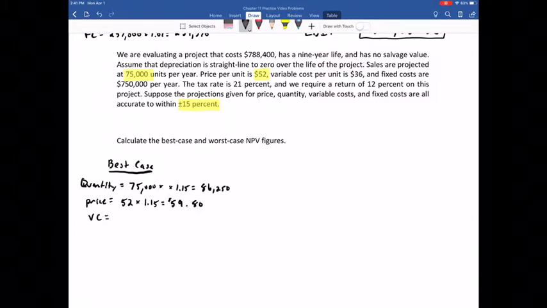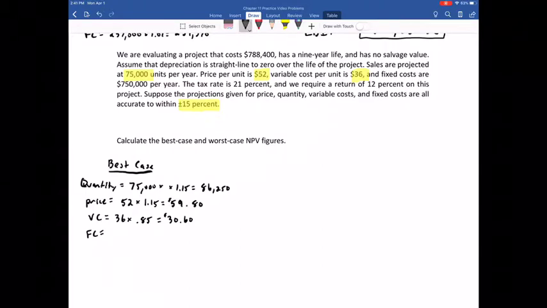Now let's calculate the costs. Variable costs underneath a best case scenario would be the lowest amount. Our variable cost per unit is $36, so in this best case scenario it would be a 15% reduction. I can figure out what this 15% reduction would be by multiplying the $36 by 0.85, and my variable cost in this best case scenario would be $30.60. The other way that you could do this in a two-step manner would be taking 36 and multiplying it by 0.15 to figure out what the 15% is of that, and then subtracting it from 36, and you'll get to the $30.60. I'm just doing it in one step for simplicity purposes.